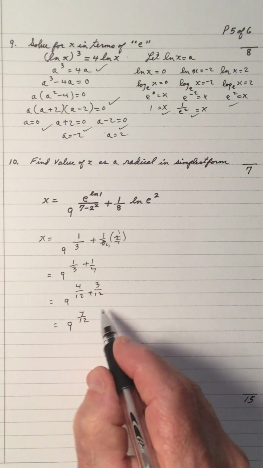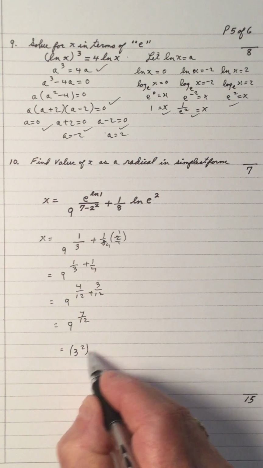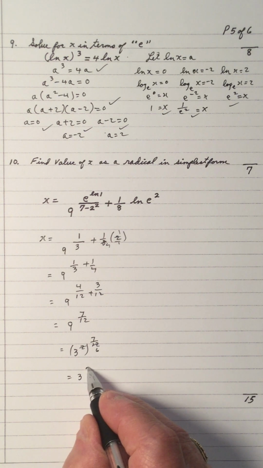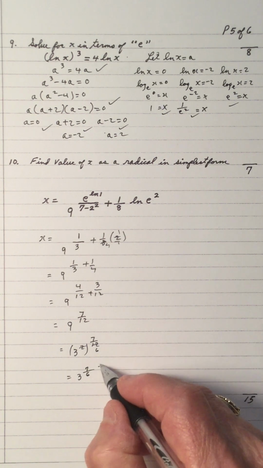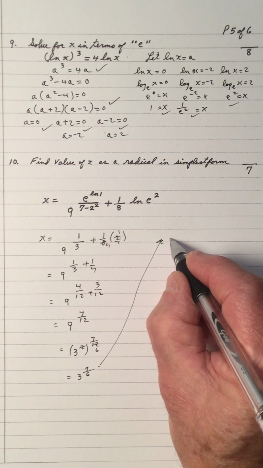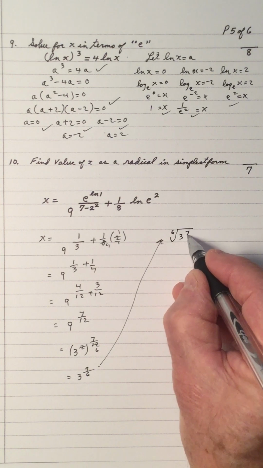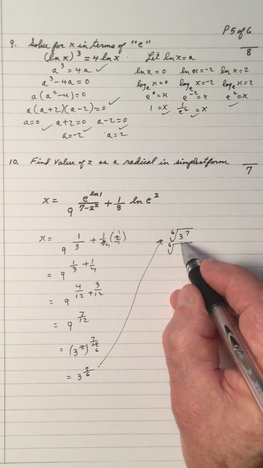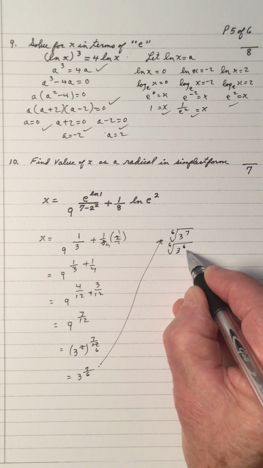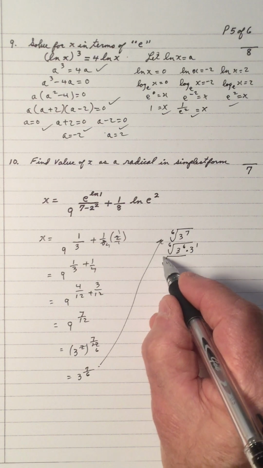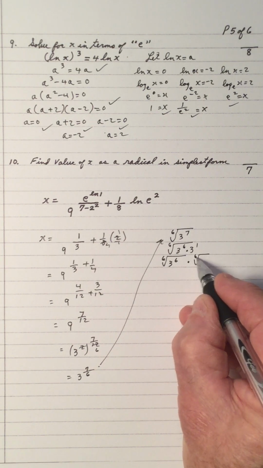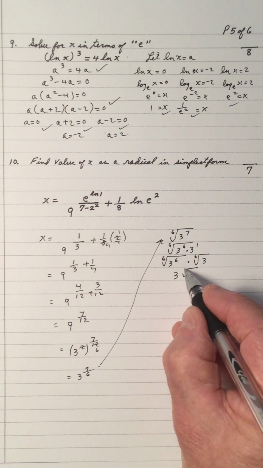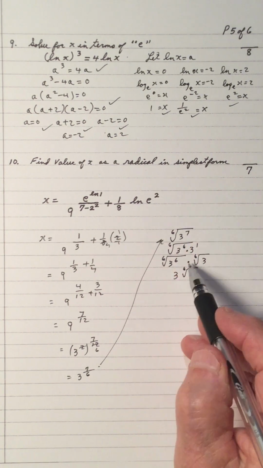Now we have to write it as a radical. So 9 is 3 squared. So that gives us 2 into 12 goes 6. So that gives us 3 to the 7 over 12. And let's go up here. So that gives us the 6th root of 3 to the 7. So the 6th root, the denominator is your root, and the 7 is your power of 3. So 3 to the 7 is 3 to the 6 times 3 to the 1. So the 6th root of 3 to the 6 times the 6th root of 3 to the 1. The 6th root of 3 to the 6 is a 3. And the 6th root of 3 can't be simplified any further. So we have it as a radical in simplest form.